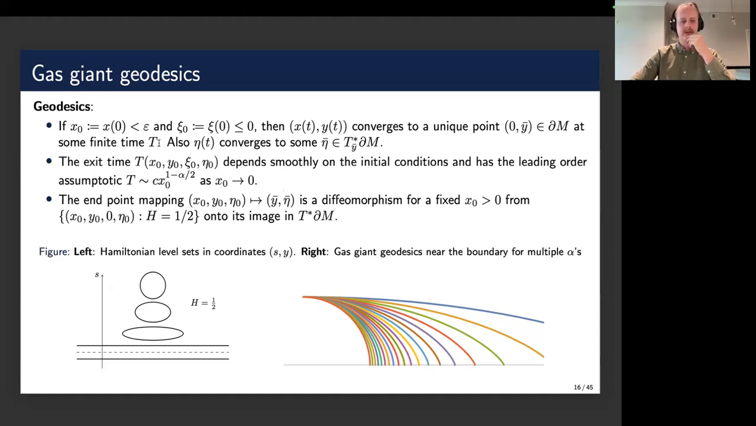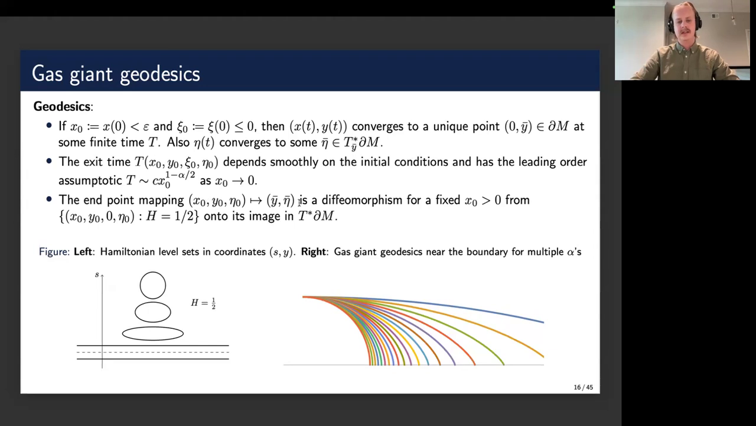The exit time function here depends smoothly on all of these initial conditions you set on your trajectories, and it has a leading order asymptotic as you bring down the starting point of your flow. In all details, you can prove that this is a polyhomogeneous function with some particular index sets. Okay, so this is nice to know. At least when you bring your x, the starting height, down, your travel times will go to 0.